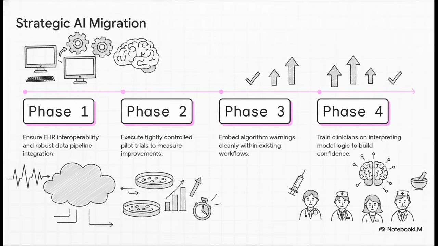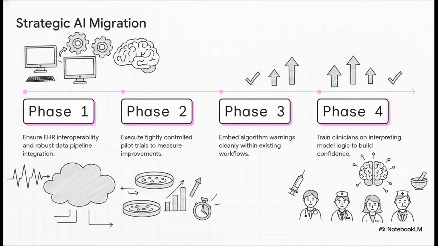Step 1 is ensuring robust data infrastructure, meaning your EHR systems have to talk to each other cleanly, no silos. Step 2 requires tightly controlled clinical pilot trials right in your hospital to measure actual improvements in antibiotic days of therapy. Step 3 is workflow integration.